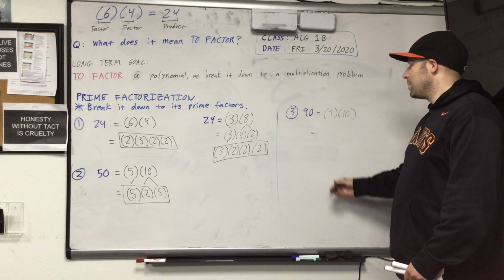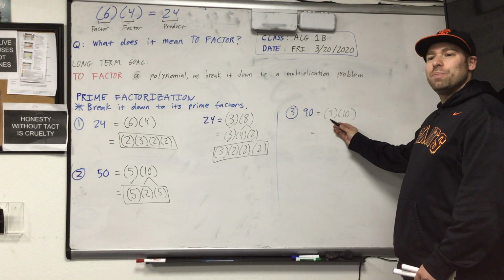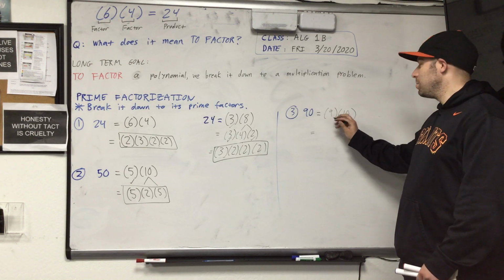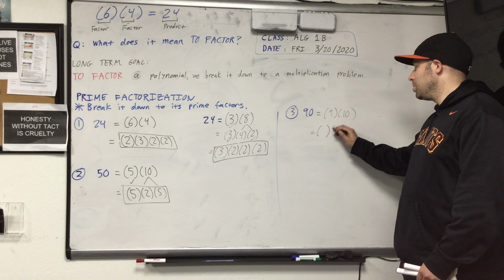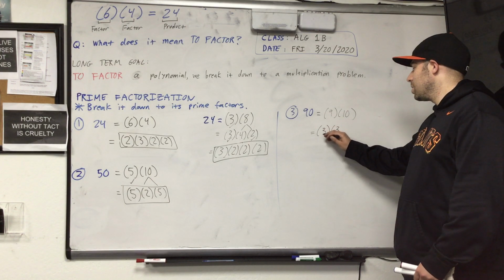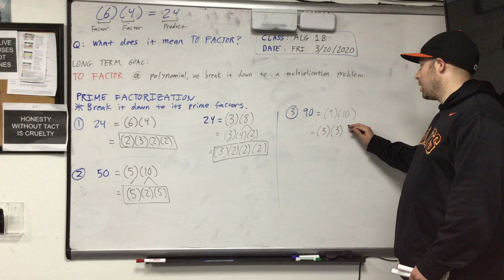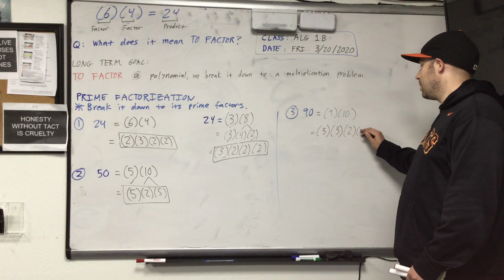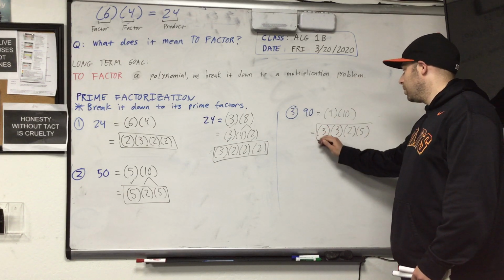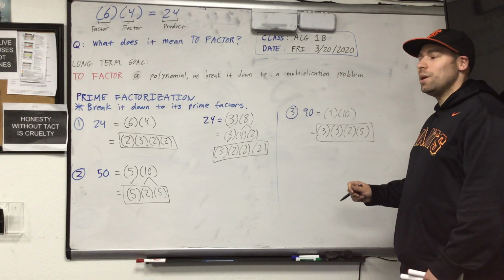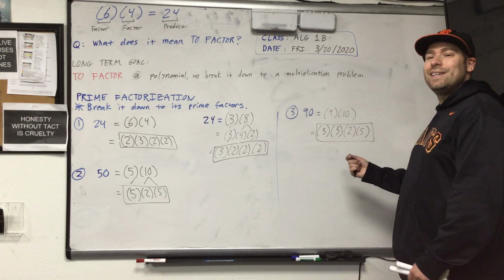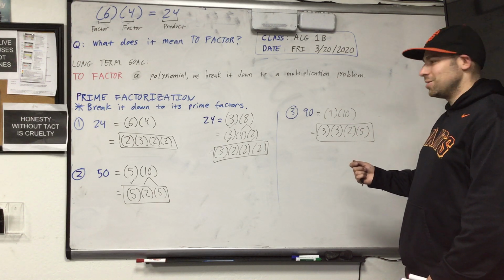So I'm going to break this up now. Is 9 prime or composite? Well, it's composite because I can break this down into 3 times 3. 10 is composite. It can be broken down into 2 times 5. So 3 times 3 times 2 times 5 is how you break 90 down to its prime factors.